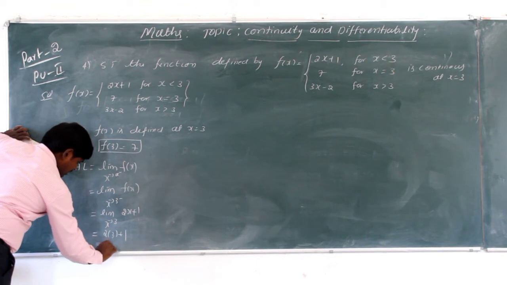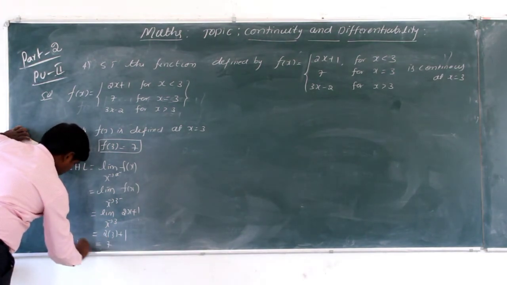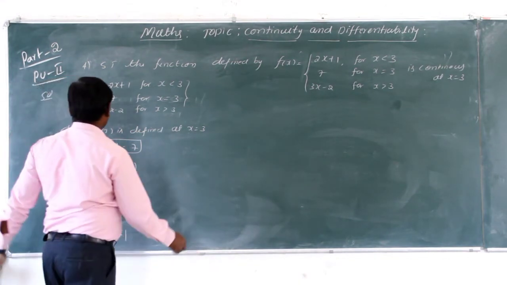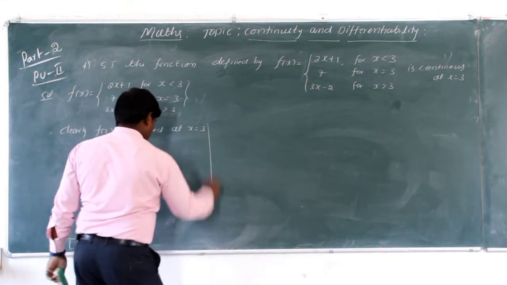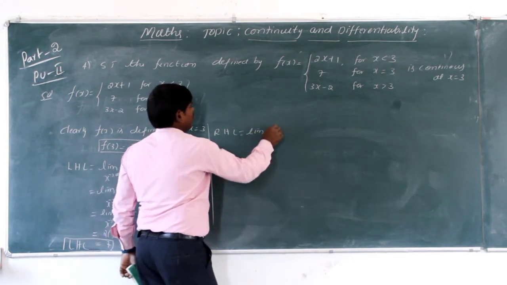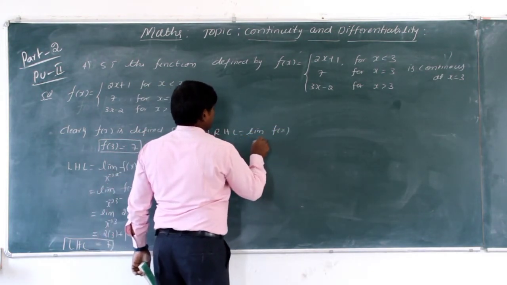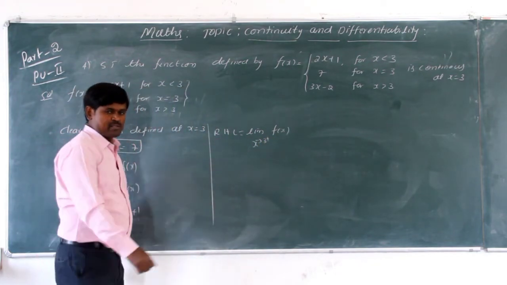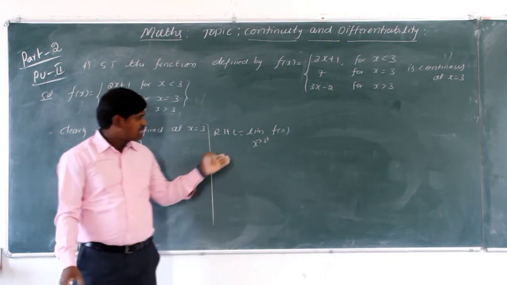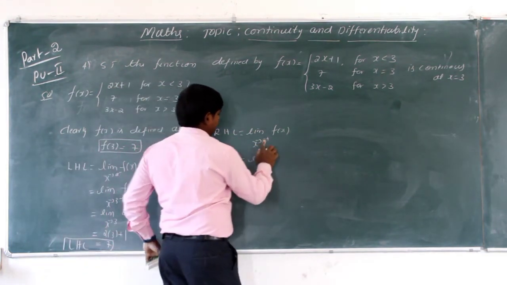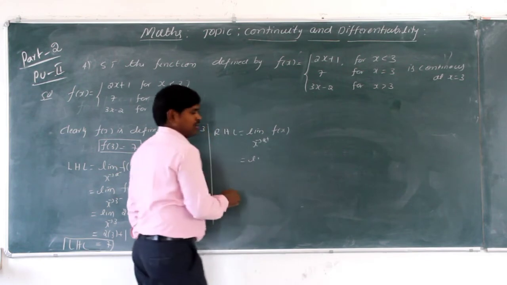So that is equal to what? 7. So this is the left hand limit. So left hand limit is what? 7. Okay. So similarly, right hand limit is equal to limit of f of x as x tends to 3 plus. 3 plus means what? The value of x is greater than 3. Okay. So therefore, by definition we are taking a plus.